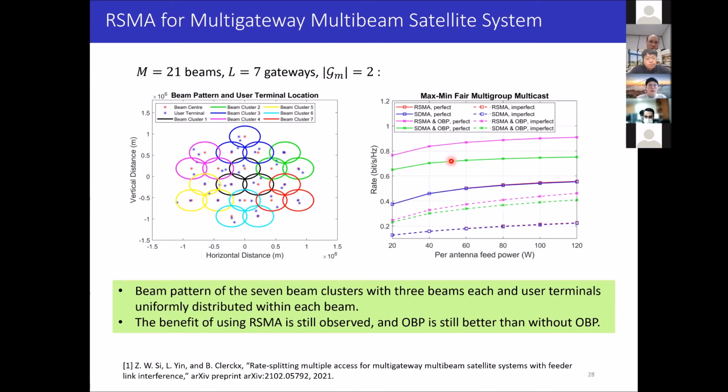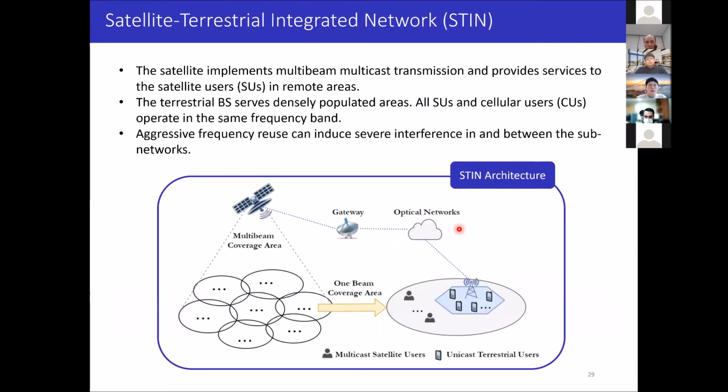Right, and you can continue, you can increase the number of beams, you can increase the number of gateways, the observation here is the same. So you see here you have, for instance, 7 gateways and 21 beams, so you have interference between those 7 gateways and among those 21 beams. And the combination of rate splitting and OBP, the pink one here, is what gives you the best performance over all other baselines that rely essentially on SDMA or schemes without OBP.